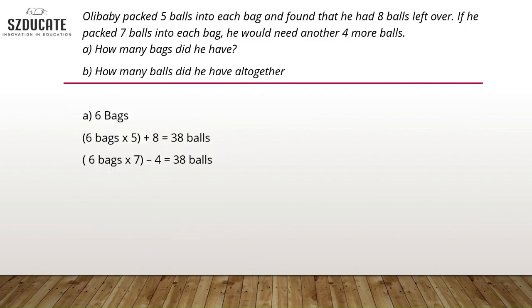Let's test this. If we have 6 bags, 5 balls in each bag and have 8 balls left. So 6 times 5 will give me 30. 30 plus 8, 38 balls. If it's 7 balls into each bag, 6 times 7, 42. 42 minus 4, 38 balls. So yes, they agree. And we also solved it at the same time. Do you get it?